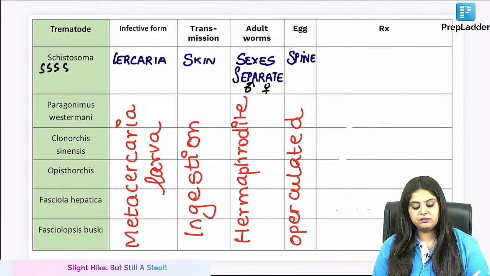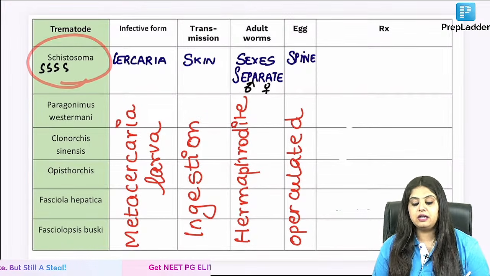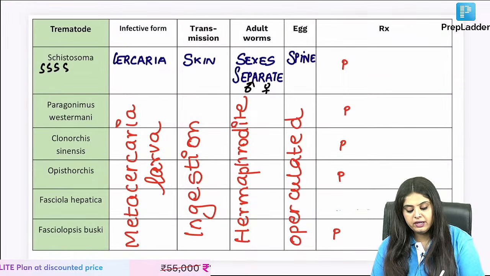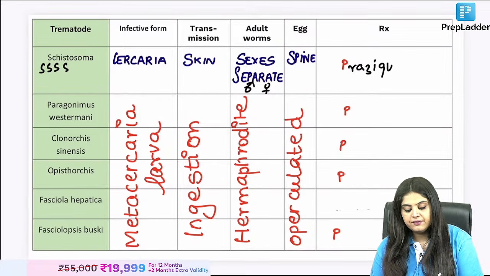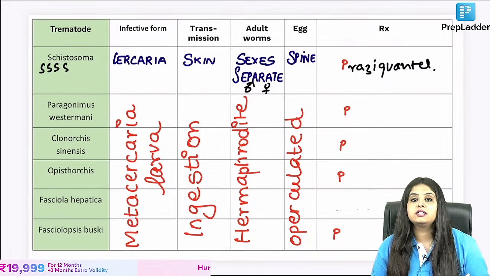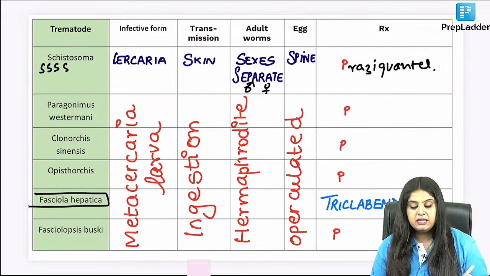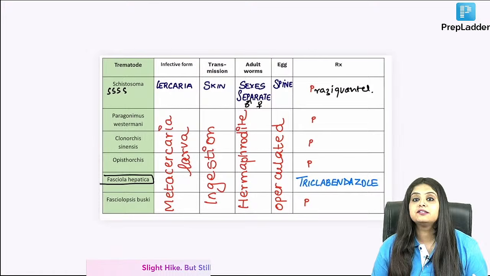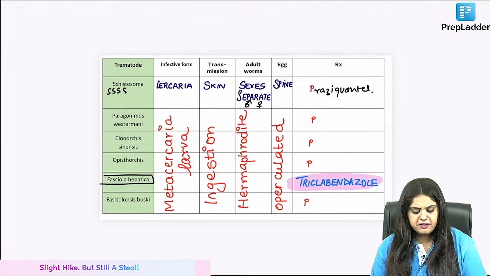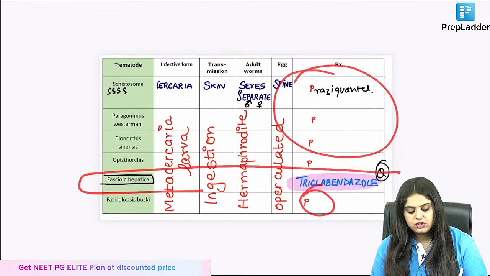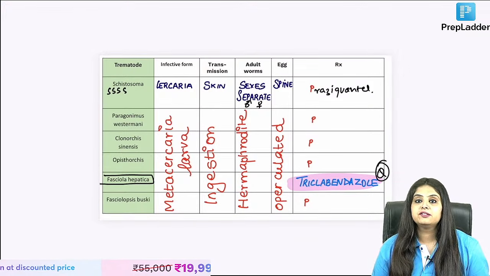Now one place where Schistosoma is not the odd one out is the treatment. For all of them, what is the treatment? Yes, I think you all know it. I've written a P for a good hint. That is going to be praziquantel for all of them. But Fasciola hepatica says that for me it is going to be triclabendazole. This is a very, very famous pharma question. All trematodes are treated by praziquantel. Fasciola is by triclabendazole. So now it is remembered.